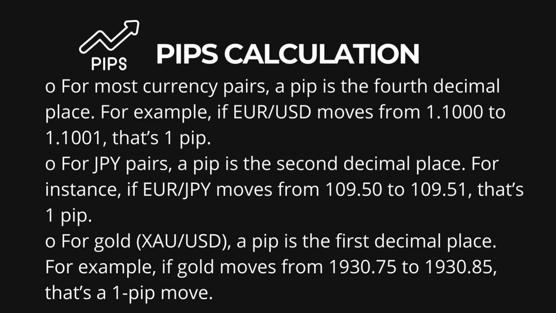For instance, if Euro JPY moves from 109.50 to 109.51, that's 1 pip. So it's at the second decimal place. For gold, a pip is at the first decimal place. For example, if gold moves from 1,930.75 to 1,930.85, that's 1 pip.